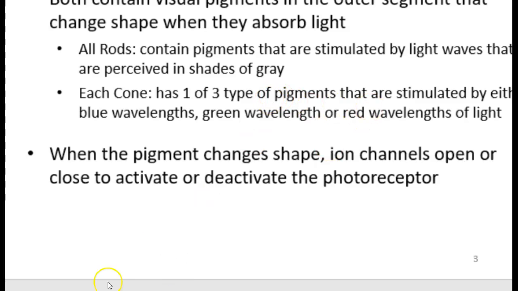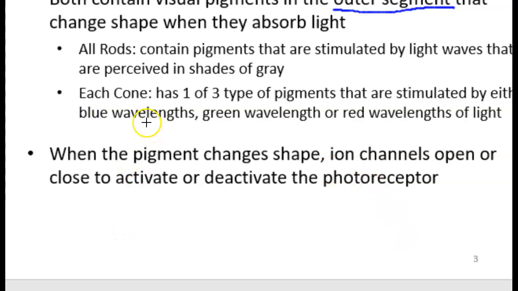Well, they contain pigments in the outer segment. So in this region right here, the outer segment, which is the most peripheral of the retina, and I'll show you a picture of that in a second, contain these pigments that change shape. They absorb light and they change shape. These pigments are often referred to as opsins. You may have heard of opsins. So this is really where stimulation occurs, in this outer segment.